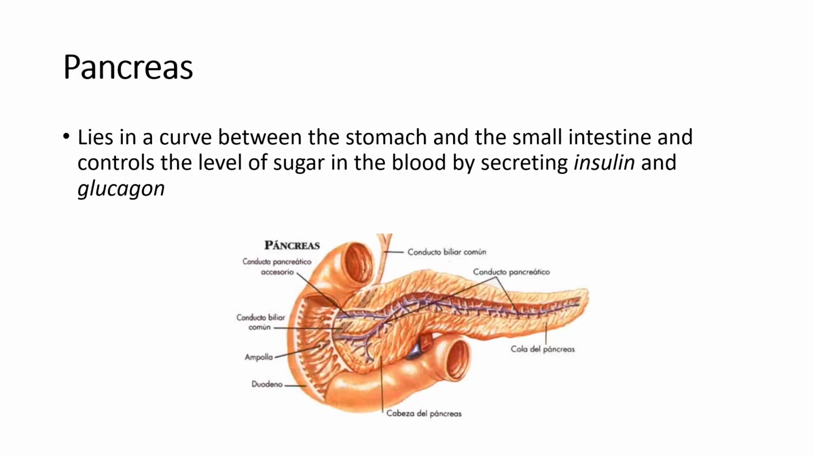Next is the pancreas. It lies in a curve between the stomach and the small intestine, which controls the level of sugar in the body by secreting the insulin and glucagon hormones. So, dito, nag-secrete siya ng insulin and glucagon which regulate the blood sugar levels. Undersecretion or oversecretion of these hormones may lead to diabetes.